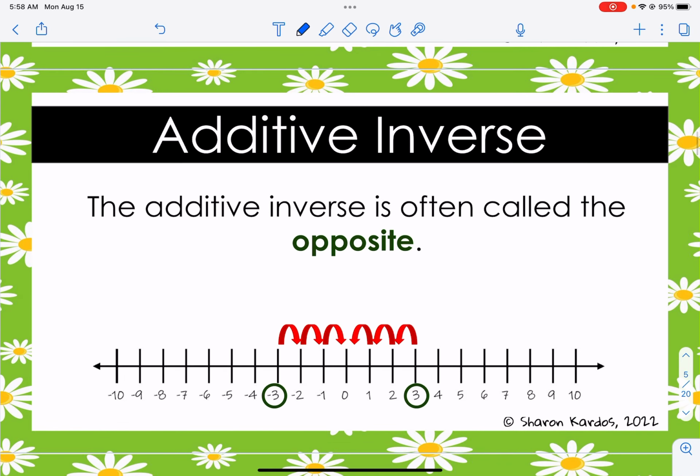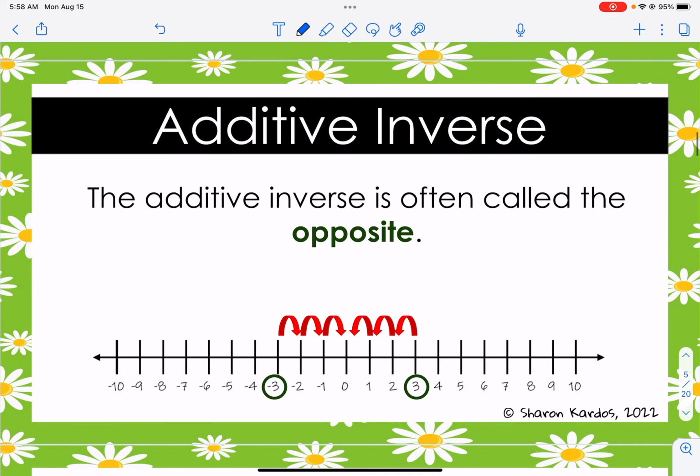Another word that you will often hear used interchangeably with the word additive inverse is the word opposite. So if two numbers are opposite, they are also additive inverses.